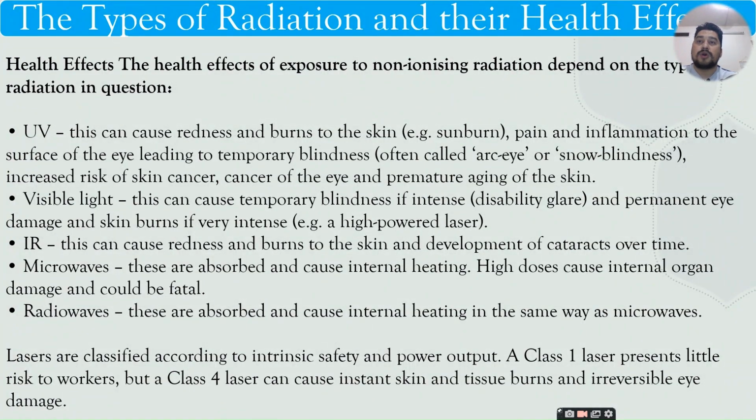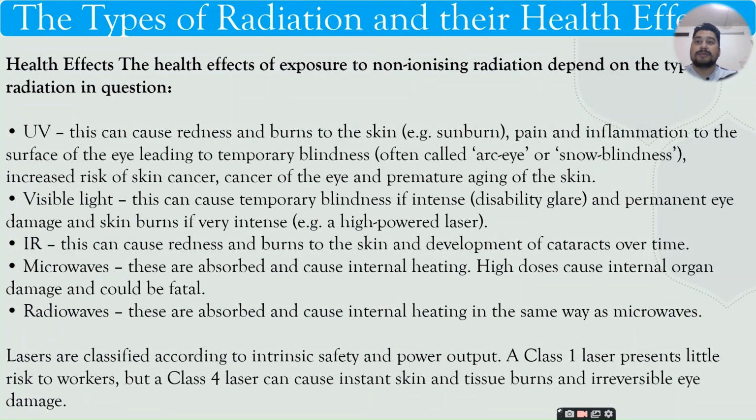And infrared, this can cause redness and burns to the skin and development of cataracts over time. Infrared, as you know, has different classes, class 1 to class 4. As the class increases for the infrared, class 1 is very low power and class 4 is the highest power. Whenever any person comes into contact with class 1, there won't be any high damage. But whenever the person comes into contact with class 4, it will give more damage and it can cause skin burns also. And if this infrared comes into contact with our eyes, then it can cause cataracts also over time.